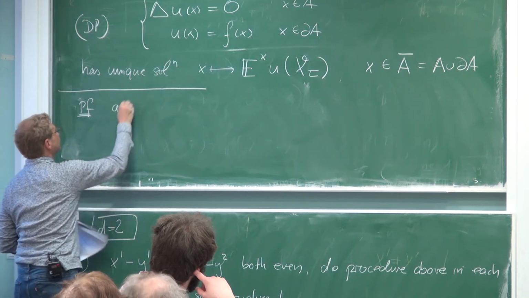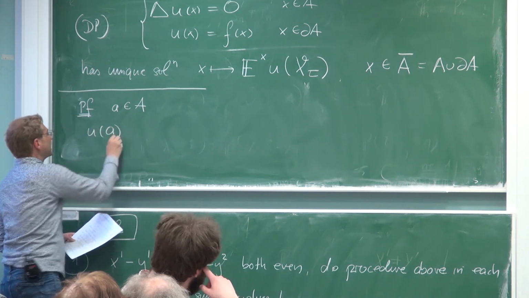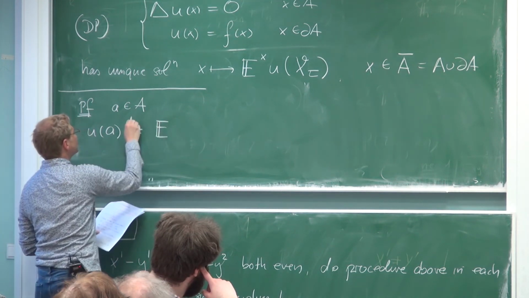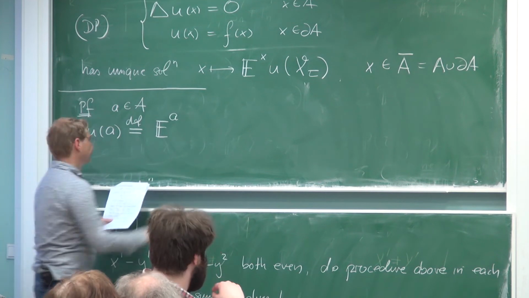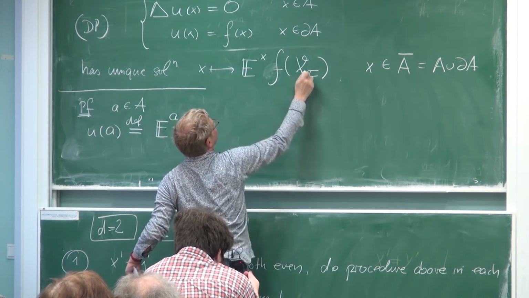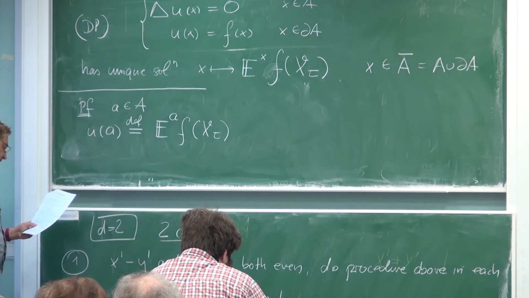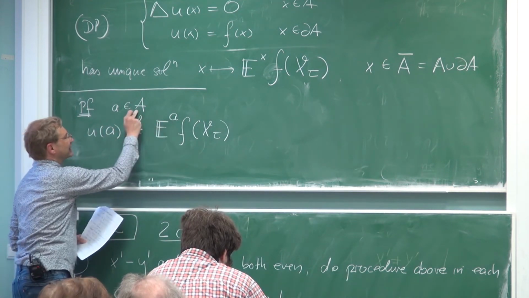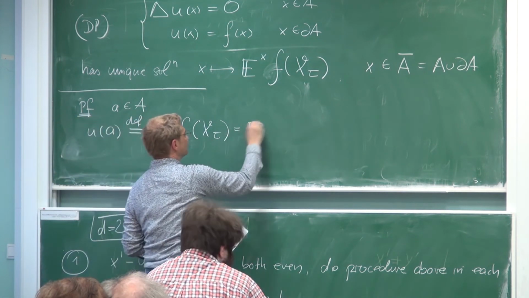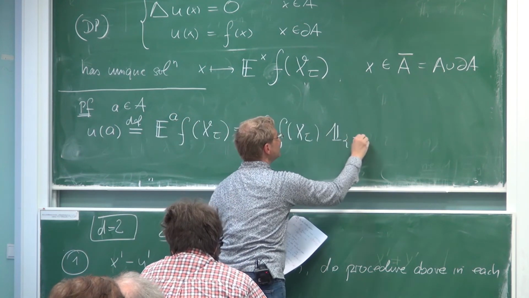So the idea here is, let's say I take a in A. And let's look at u of a. This is, by definition, E_a of f. Oh, sorry, it must be an f because I start on the boundary. f of X_tau. And now I observe one thing. Since I'm starting inside, I must make one step to leave. So this is really the same as f of X_tau, and tau is at least 1.